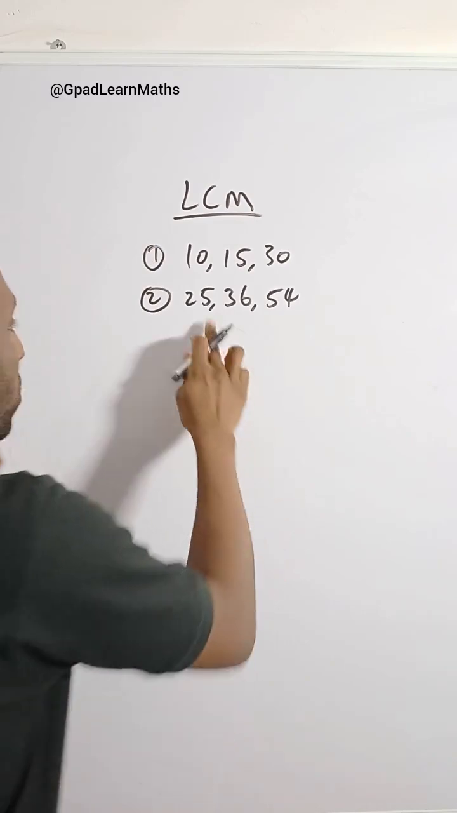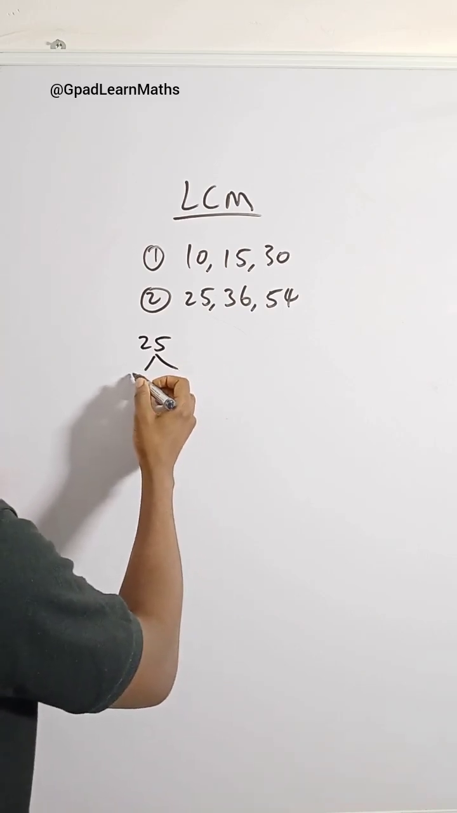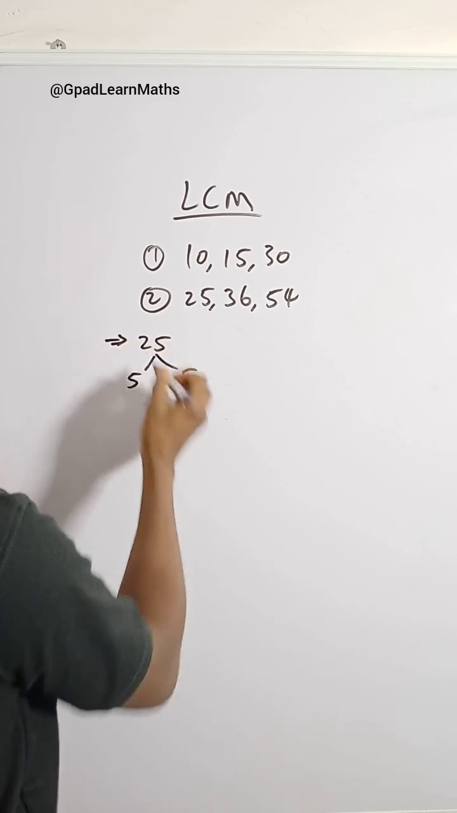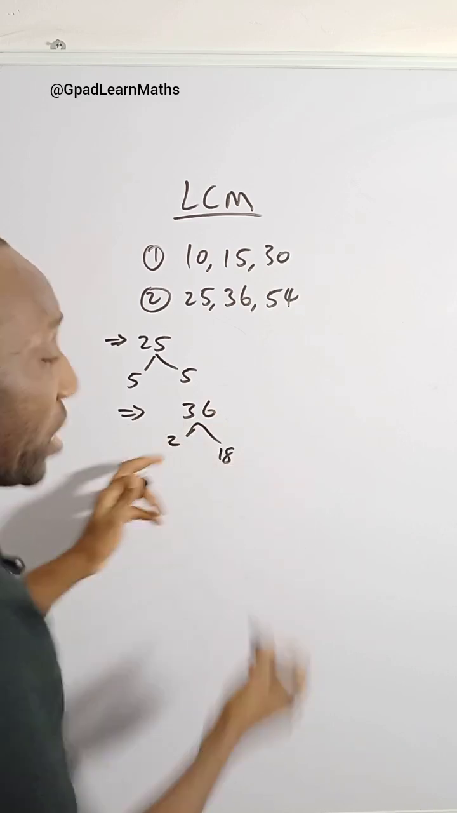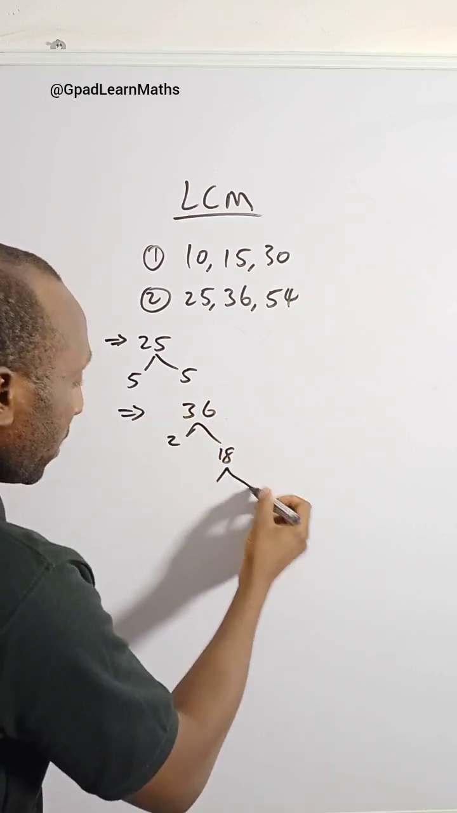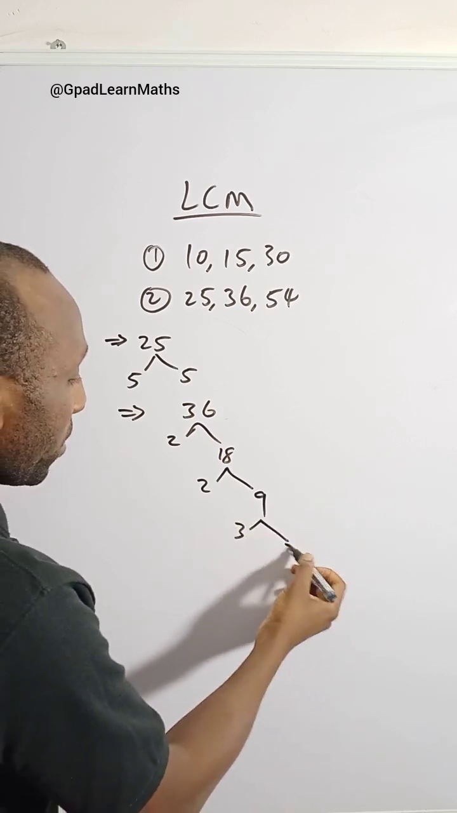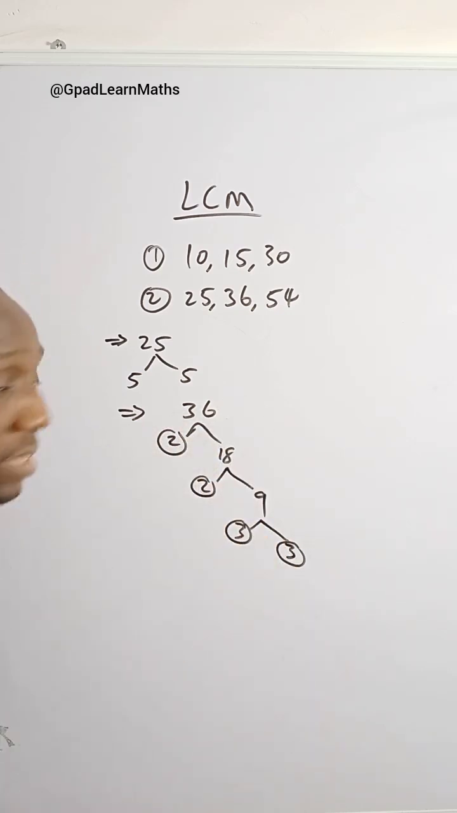Okay, so I'm going to start with 25. If you break this down, you have what? 5 times 5 is already 25. So we're through with this first one. What about 36? We'll break it down. 2 times 18 will give you what? 36. Break 18 down, you have 2 times what? 9. And what about 9? You have 3 times 3. So it means that 3 times 3 times 2 times 2 will give you 36.